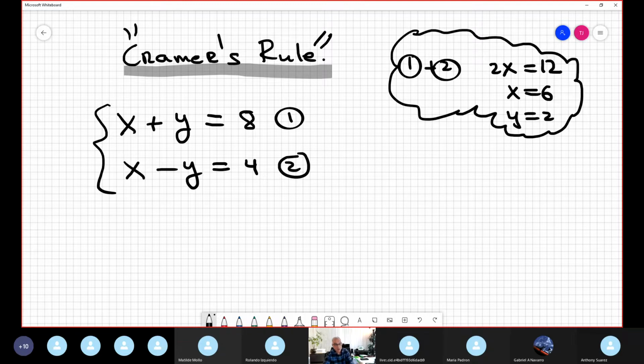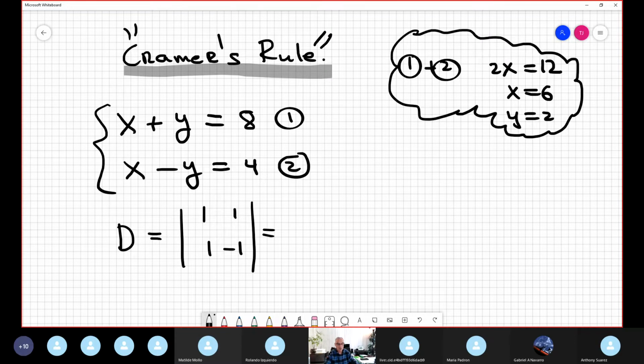And we can apply this rule for super complicated systems that contain 4 equations, 4 unknowns, 5 equations, 5 unknowns, and so on. Look, you compute one thing first. Let's call it D, capital D. What is the capital D? The capital D is the determinant of the system, which is only the coefficients in front of the variables. 1, 1, 1, negative 1. And you forget 8 and 4 for a moment.